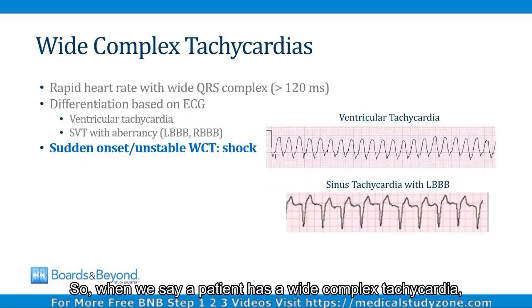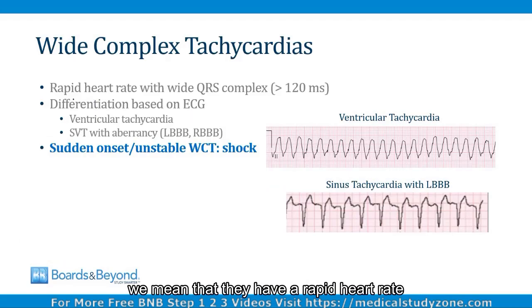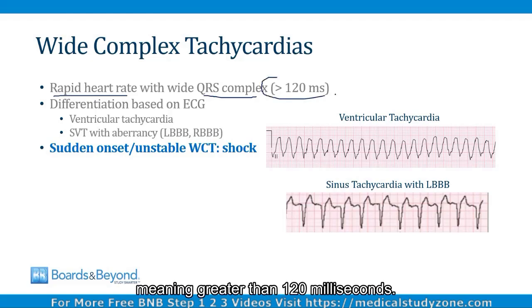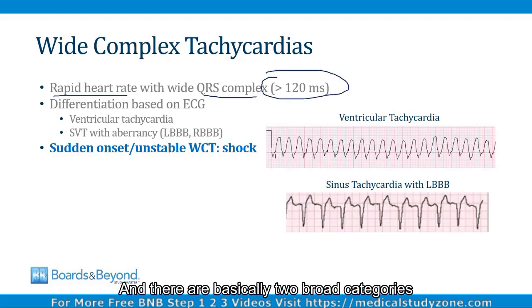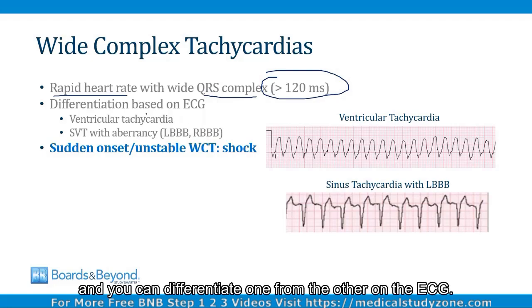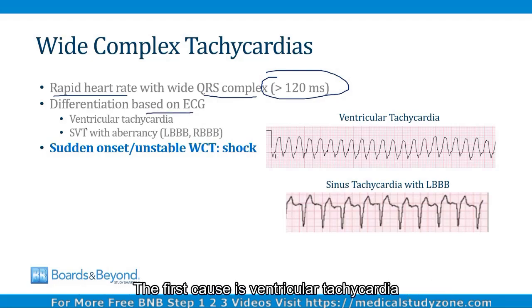So when we say a patient has a wide complex tachycardia, we mean that they have a rapid heart rate and a QRS complex that is wide, meaning greater than 120 milliseconds. And there are basically two broad categories of causes of wide complex tachycardias, and you can differentiate one from the other on the ECG. The first cause is ventricular tachycardia, like I've shown on the slide here.